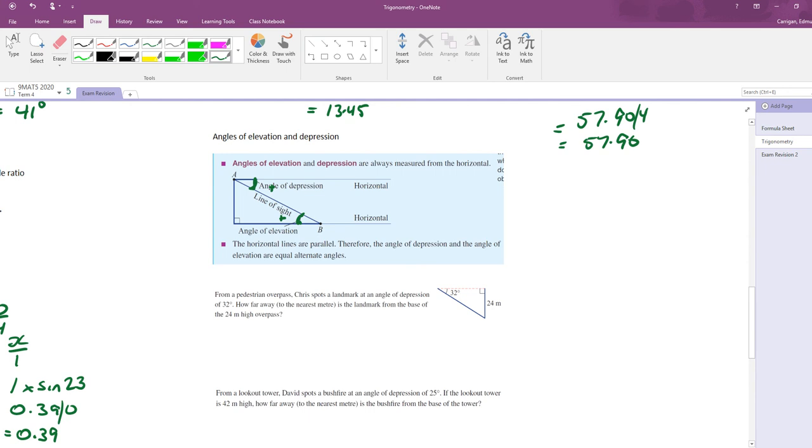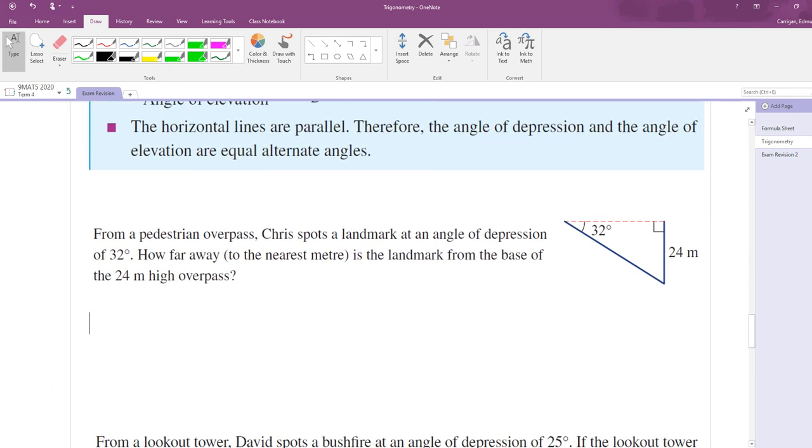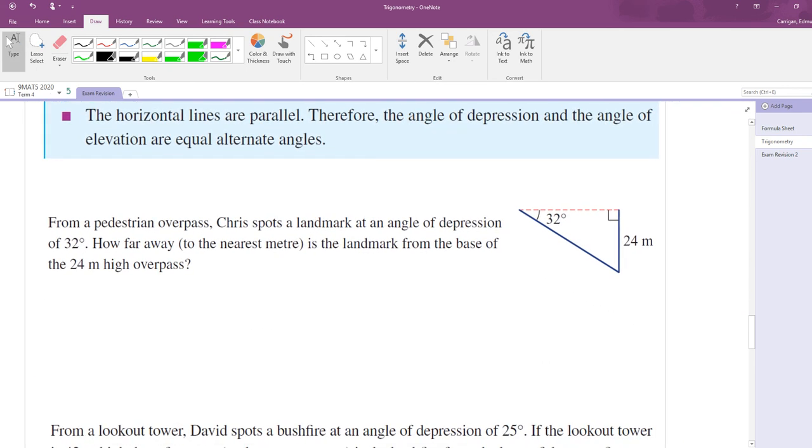So here we have it. We have it from a pedestrian overpass. Chris spots a landmark at an angle of depression of 32 degrees. How far away to the nearest metre is the landmark from the base of the 24 metre overpass? Now this has given us a side up the top, and he is standing up here on the top, the little fella. He wants to know how far we are from the landmark to the base of the 24 metre overpass.